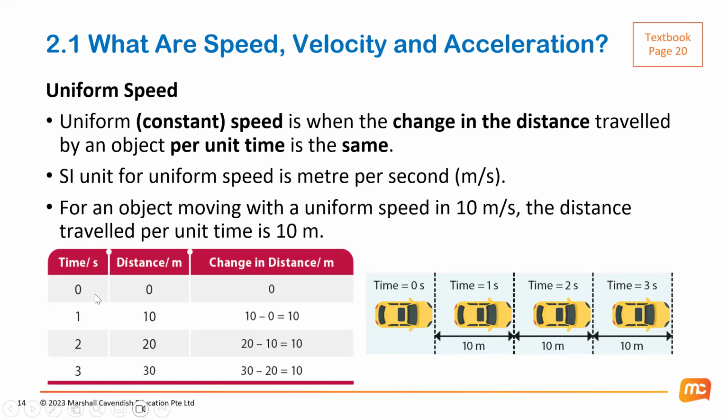You can take a look at this table. As the time increases by 1 second, the change in distance is the same. At time 0, the distance is 0. At time 1 second, it travels 10 meters. At time 2 seconds, it travels another 10 meters, becoming 20 meters. And at time 3 seconds, another 10 meters, it travels 30 meters. So every 1 second, it travels the same distance: constant speed.